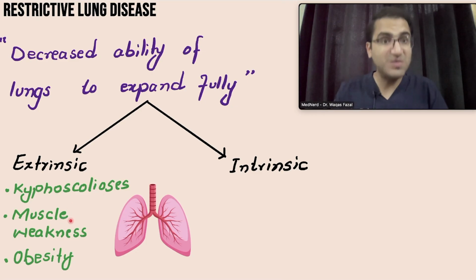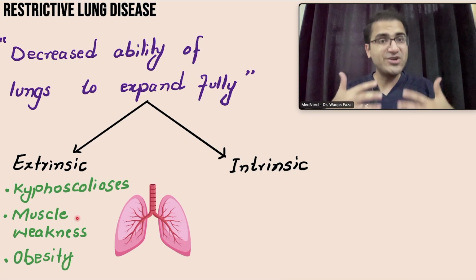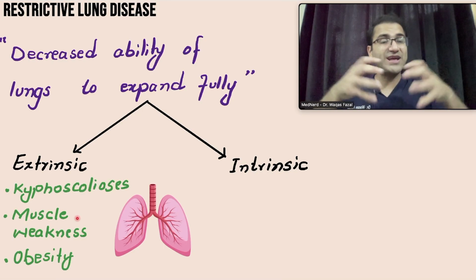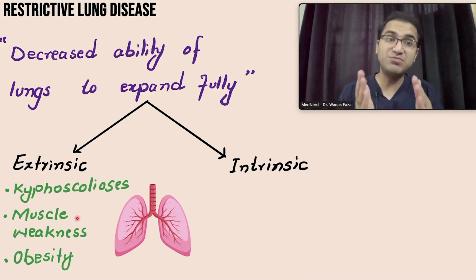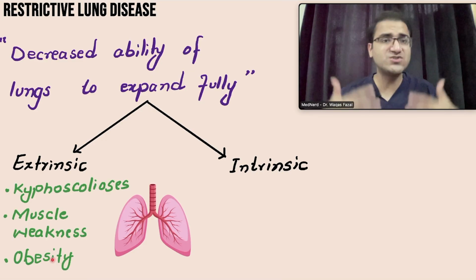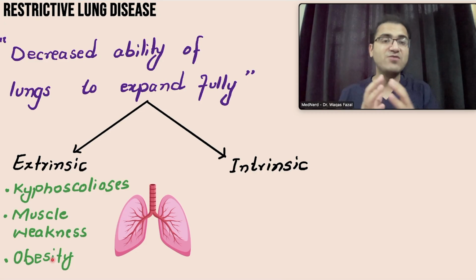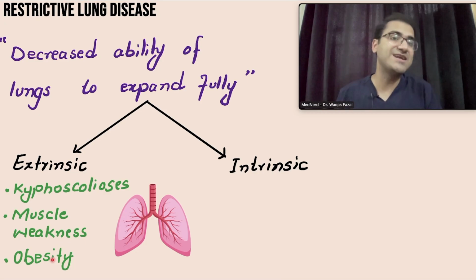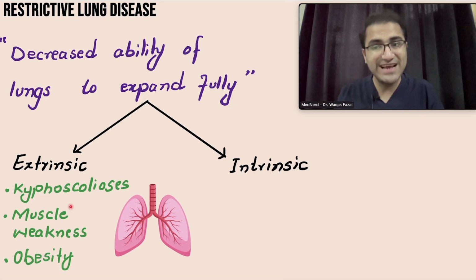Or in patients with muscle weakness or muscle paralysis, like diaphragm paralysis or paralysis of the intercostal muscles, the chest cannot expand properly. When the chest cannot expand, the lungs cannot expand. It occurs in patients with Guillain-Barré syndrome and myasthenia gravis, where there is muscle weakness and paralysis. And in patients with severe obesity, where there is a large amount of fat on the chest, that can make it difficult for the chest to expand properly. When the chest cannot expand, the lungs cannot expand fully, and that results in a restrictive lung disease. So these are the extrinsic causes.